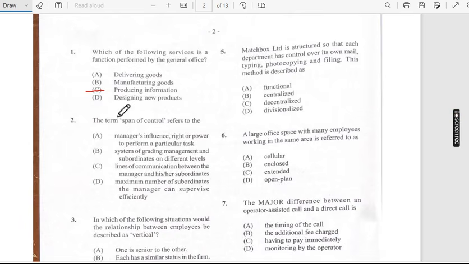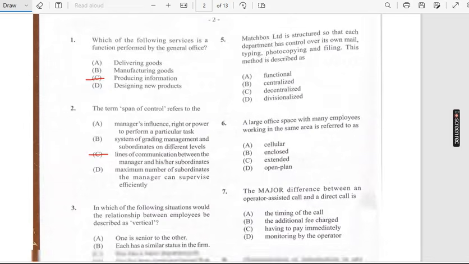Alright, number two, it says the span of control refers to. A span of control has to do with the lines of communication between the manager and his subordinates, or the maximum number of subordinates a manager can supervise efficiently. No, it has to do with the line of communication between the manager and his subordinates, perhaps.